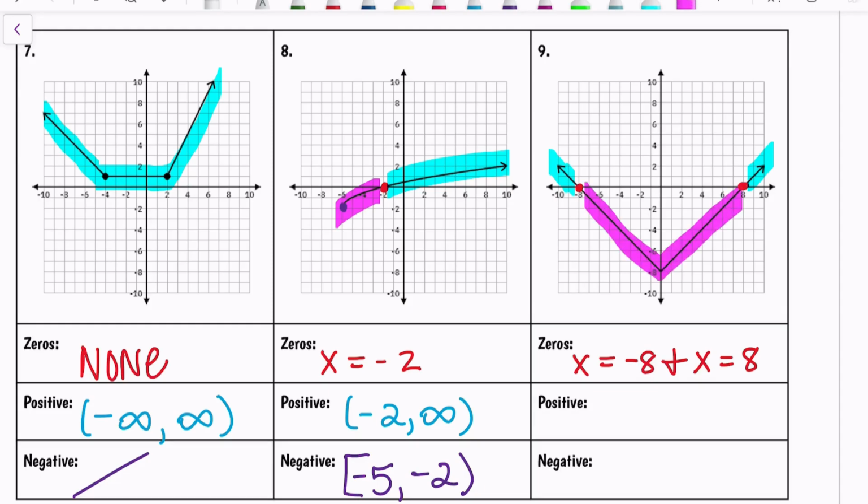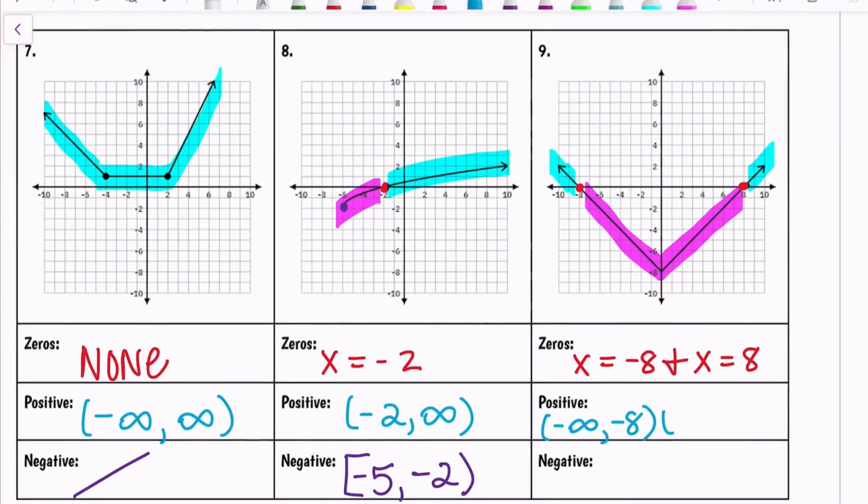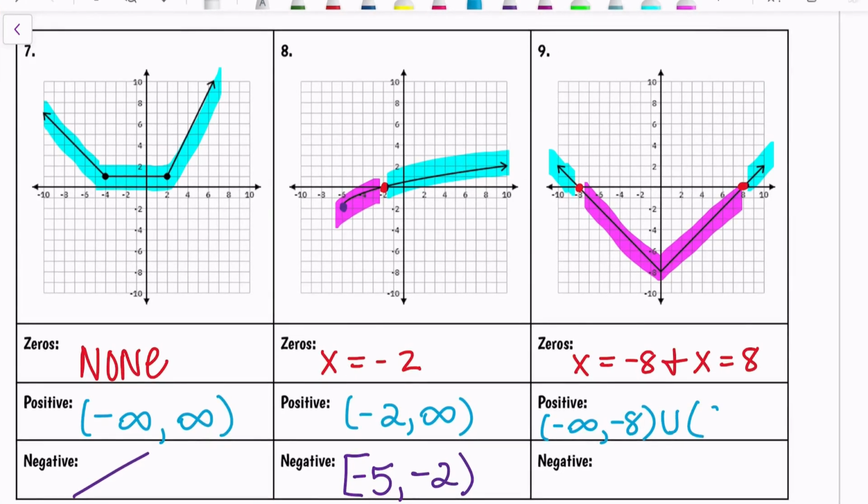And so my positives are split from negative infinity until negative 8. Union, I pick back up being positive at 8, and I keep being positive forever to the right. So pointing forever to the left, we say negative infinity. Pointing forever to the right, we say positive infinity. And then the nice interval in the middle that's negative just goes from negative 8 to 8. And this is how we find where a function is positive or negative.